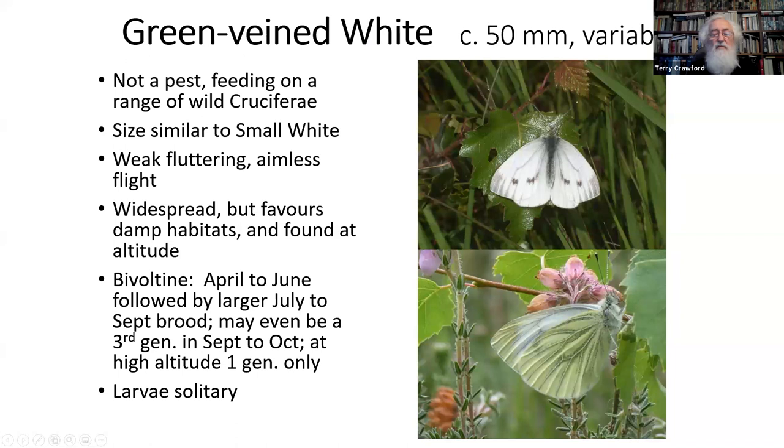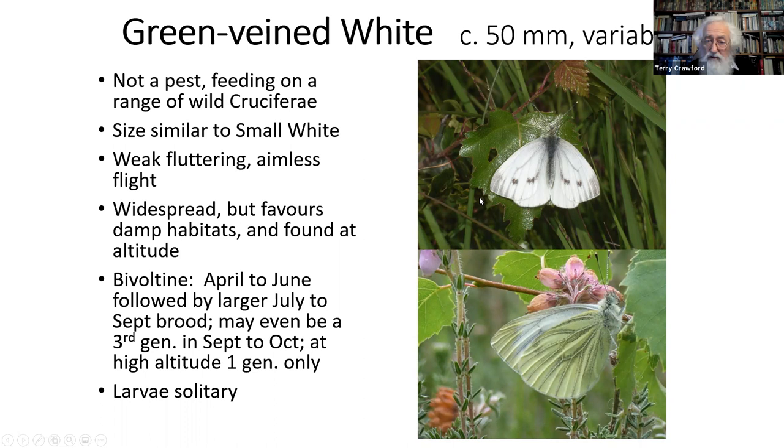They're about 50 millimetres, but I find they're quite variable in size, and sometimes they can be surprisingly large, up towards the large white size. Now, these are not a pest. They feed on quite a wide range of wild crucifers. They are notably feeble in their flight. They're sort of fluttering around in an aimless sort of fashion near their food plants. They're very widespread. They tend to occur in damp habitats, and they can go right up to quite high altitudes. You can sometimes find them at the tops of the mountains.